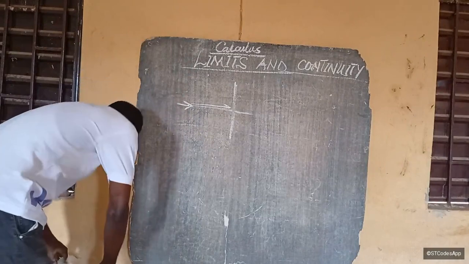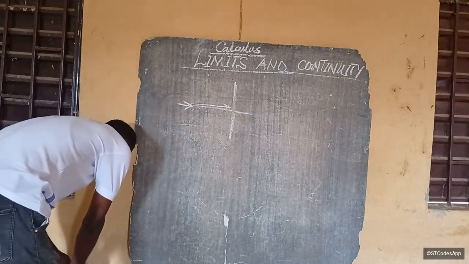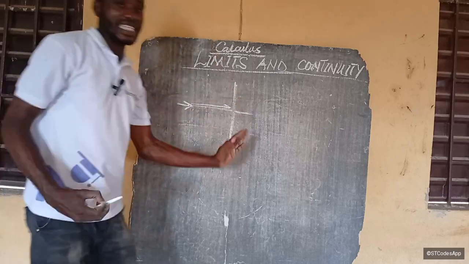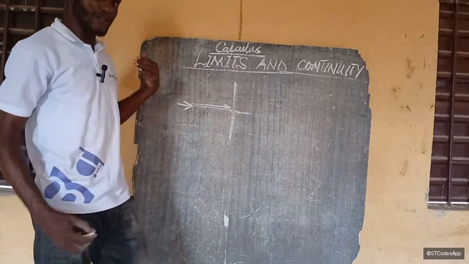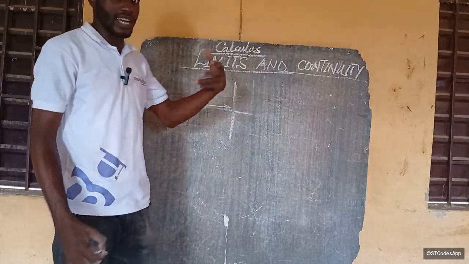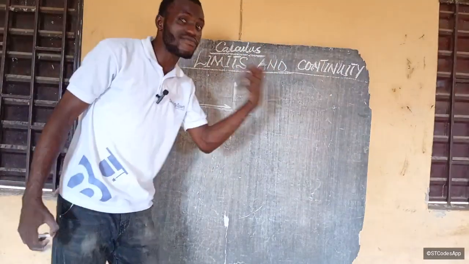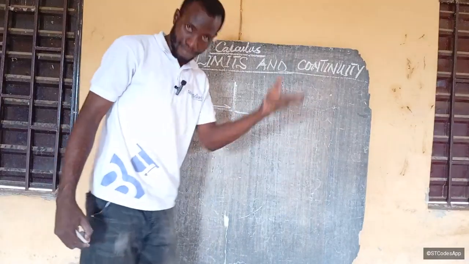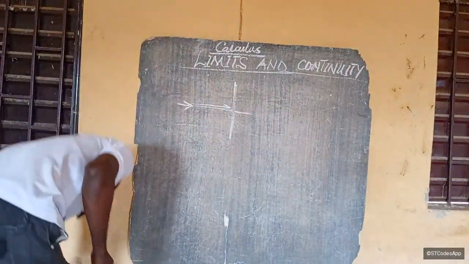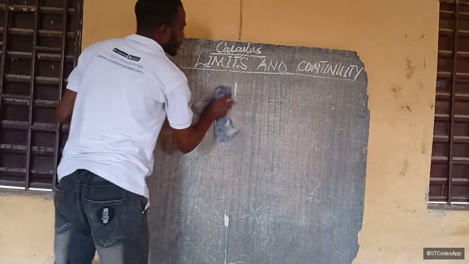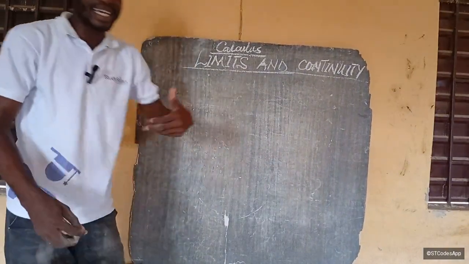So now, having understood the idea of limits, that it is the boundary that a particular value is trying to approach, a particular thing is trying to approach, but it never really gets to that boundary. Okay, now let's set the ball rolling. Now, how do we define limits technically?